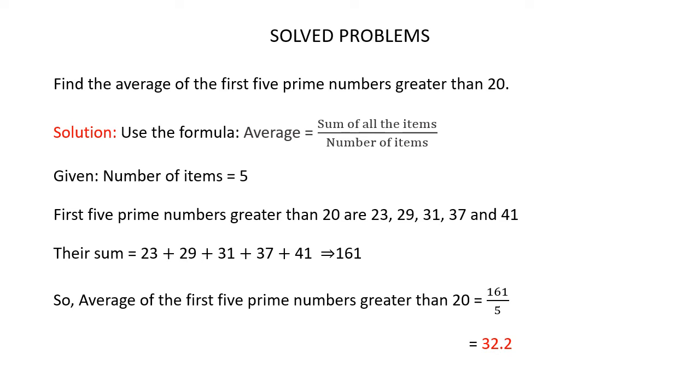Now the first 5 prime numbers greater than 20 are 23, 29, 31, 37 and 41. Their sum is found by adding all the numbers. When you add all these numbers, you get 161. So 161 is the sum of all the items. So the average of the first 5 prime numbers greater than 20 is equal to 161 divided by 5, which is 32.2.